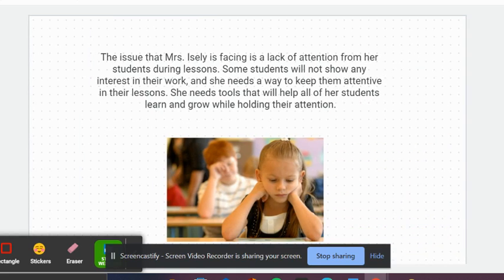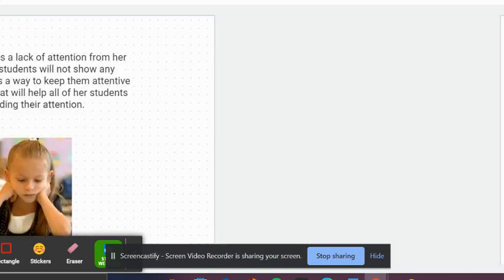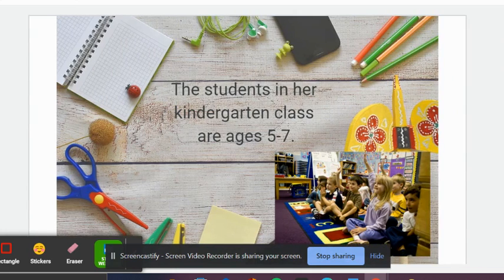So, the issue that Mrs. Isley was facing in her classroom was a lack of attention from her students during lessons. They weren't showing any interest in their work, and she was needing a way to keep them attentive. So, we needed tools that could help all of her students learn while also holding their attention. The students in her kindergarten classroom were ages 5 to 7, so we needed tools that would fit their age group.